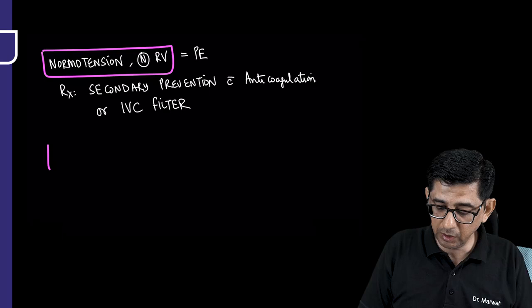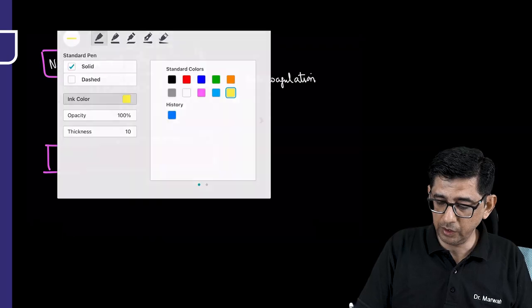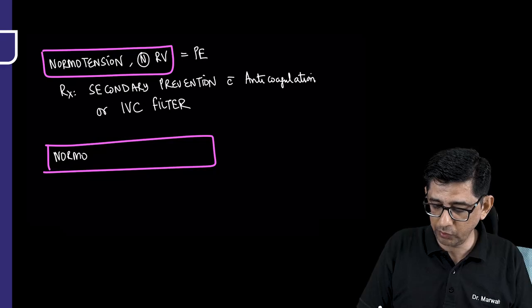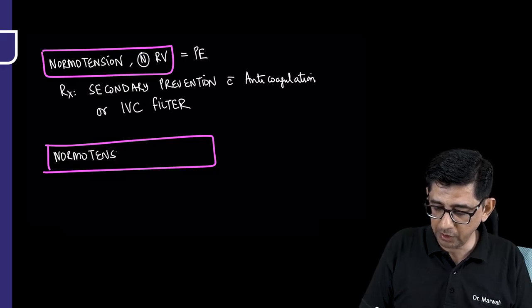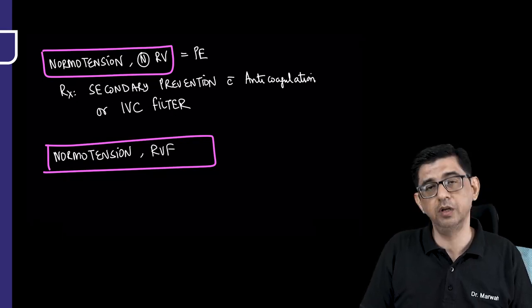Let us create a third possibility, and the third possibility is that the case of mine is having normotension. That's okay. I mean, luckily the BP of the patient is perfectly preserved, but there is a development of right ventricular failure.